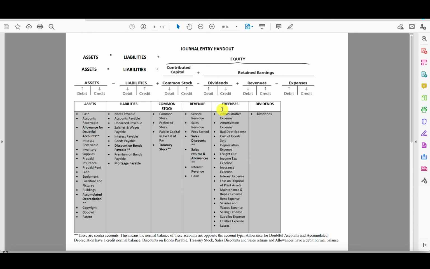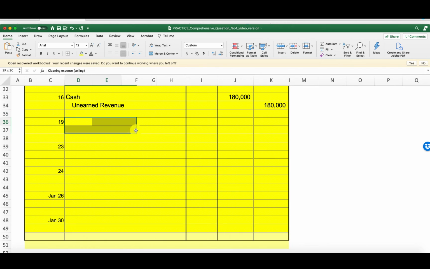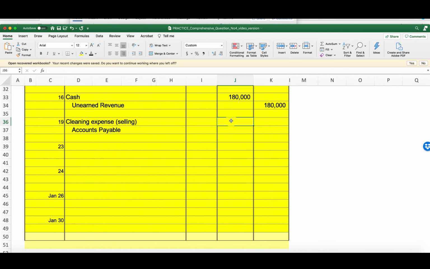So cleaning expense, the expense is going up, that's a debit. Whenever you receive services, that increases the expense account. Whenever somebody does work for you, you hire someone, you employ people to do work for you, that's an expense, okay? So we have the debit to cleaning expense, the credit to accounts payable, and the amount is $1,000. So I'm going to put in 1,000 here and 1,000 here.